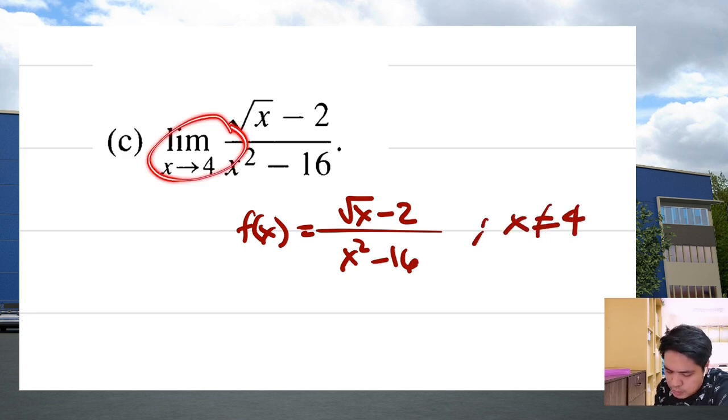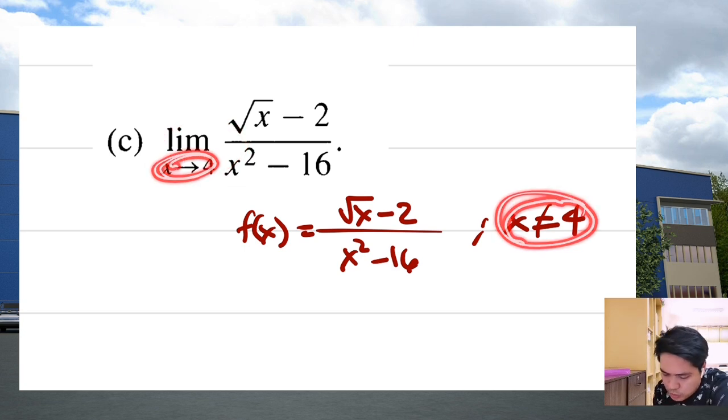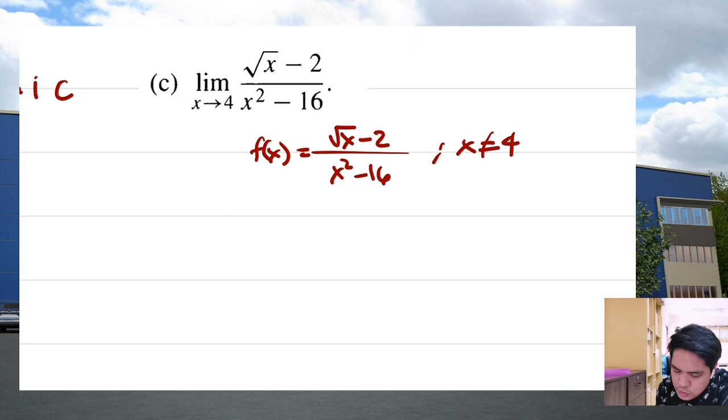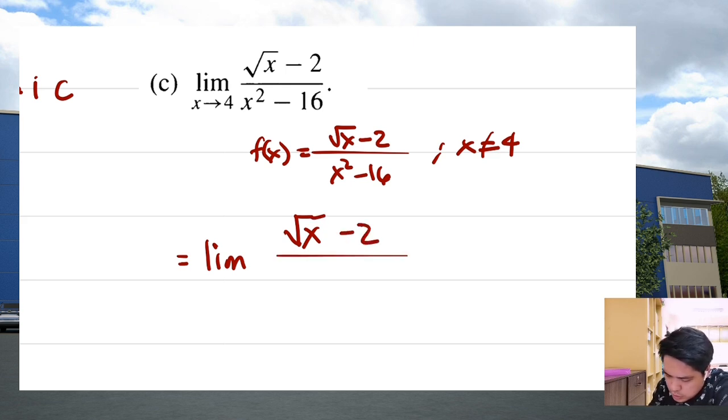But it has a limit. Meaning, if it approaches 4, since it can't be at 4, it will approach a certain value. Okay? So, that's what that means. So, we do that again, similar to what we did. That is simply factoring, no? So, the numerator is square root of x minus 2, and the denominator is x squared minus 16 as x approaches 4.